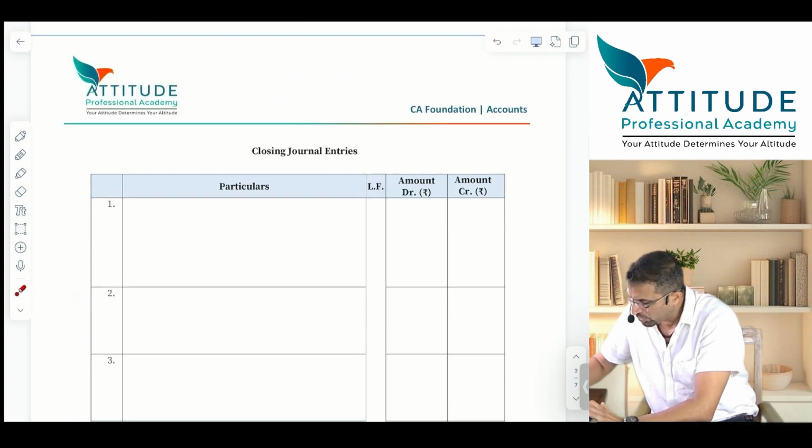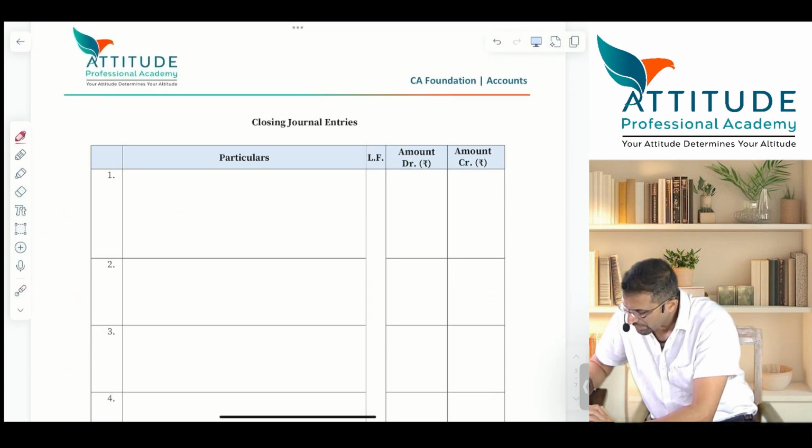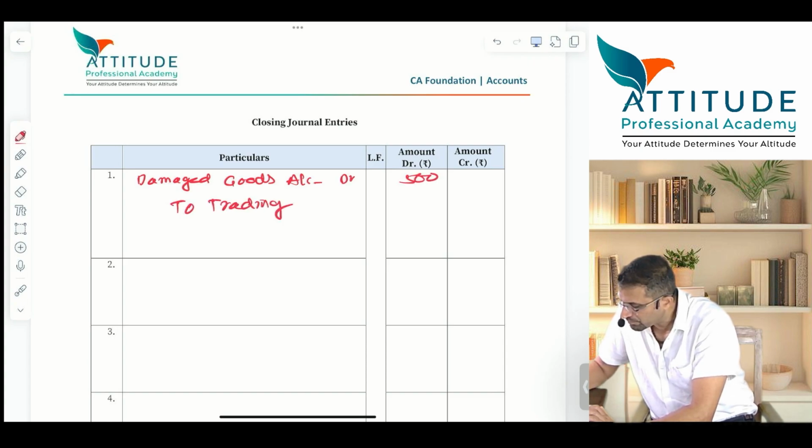Okay, entry. Closing, first entry. Damaged goods account debit, 500 to trading account. You want to put it in trading? No problem, for the matching concept.